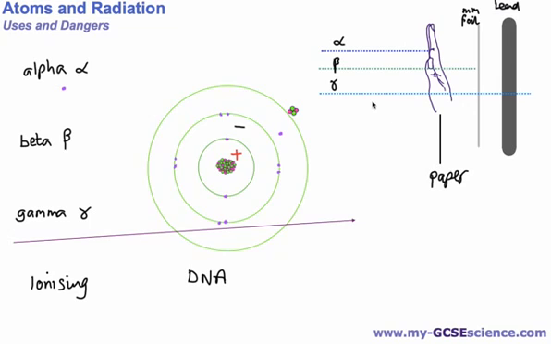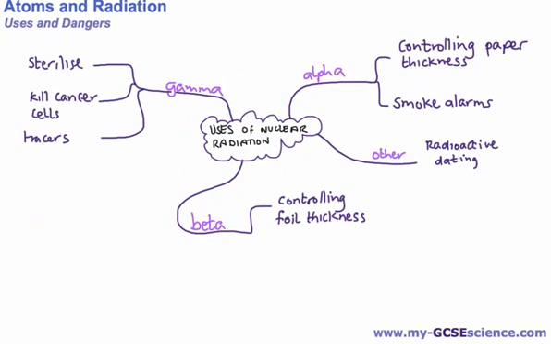Okay, so these penetrating powers are quite important, because we're going to look at some of the uses of radiation, and you should be able to use this idea to choose a type of radiation for a particular use. So here's an overview of the different kinds of uses.